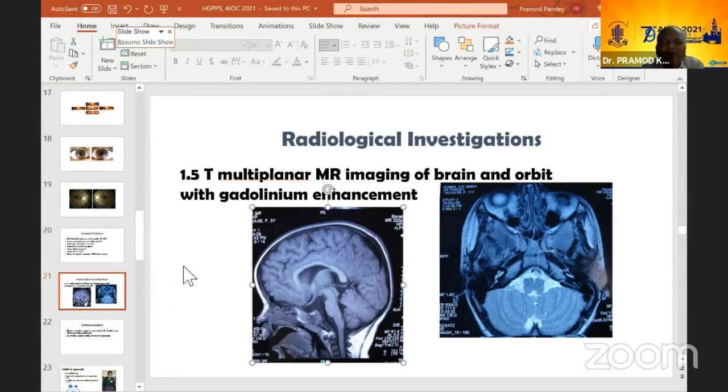And quite often the facial colliculi cannot be seen in the floor of the fourth ventricle. And there is a butterfly pattern on the medulla. That is, there is a cleft in the medulla because the fibers have not crossed. So there is a cleft in the medulla. So these are the prominent signs which you may find on neuroimaging in HGPPS.